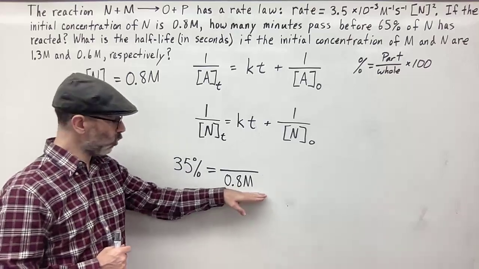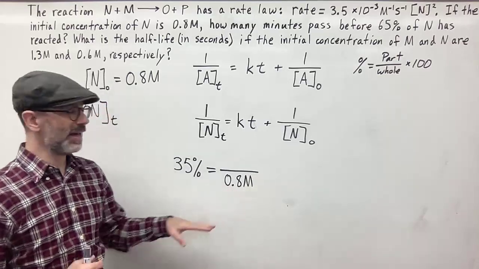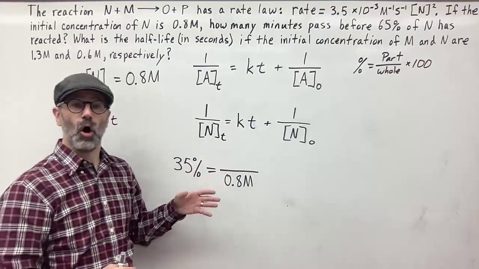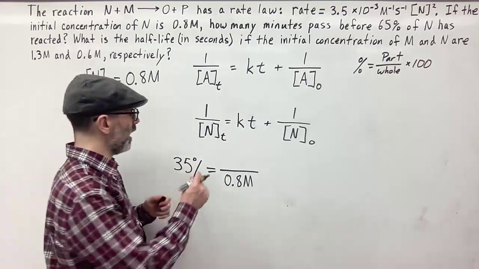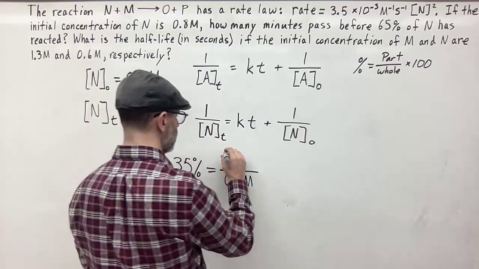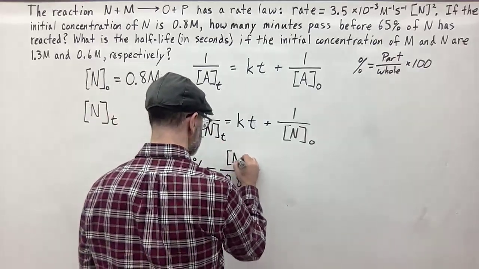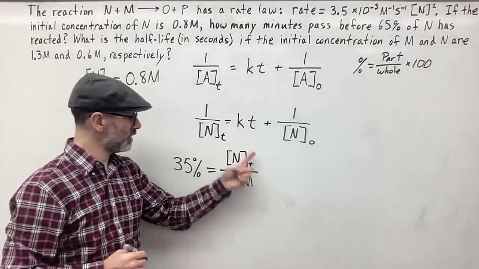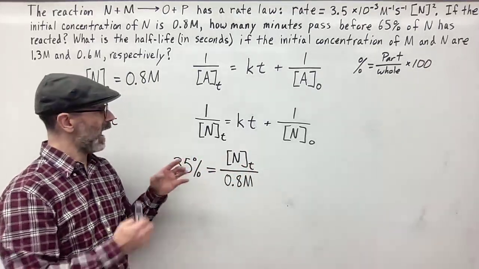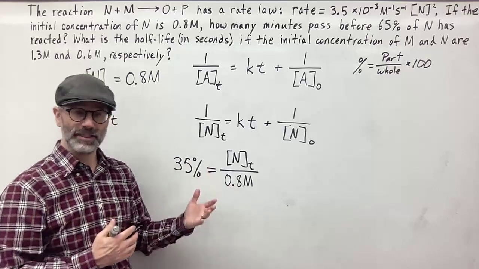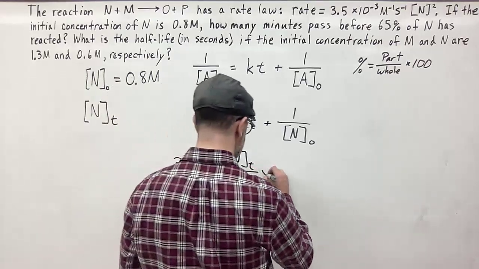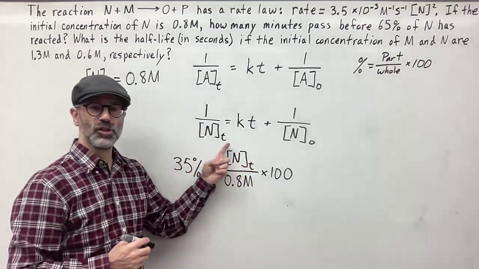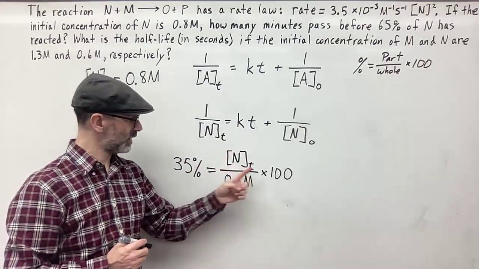So that's the total concentration we started with. And then after a certain amount of time t, we're left with only 35%. So whatever that is, that's going to be the concentration at time t. So the concentration at time t is what's left after 65% has reacted. And then, of course, this is multiplied by 100. So all we have to do is solve for the concentration of N at time t.